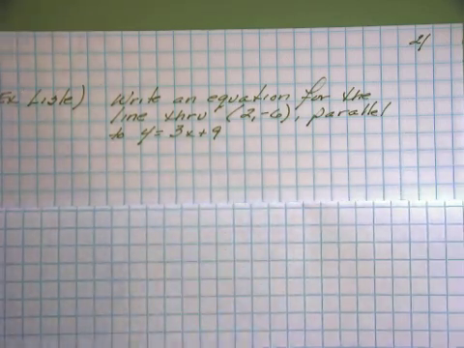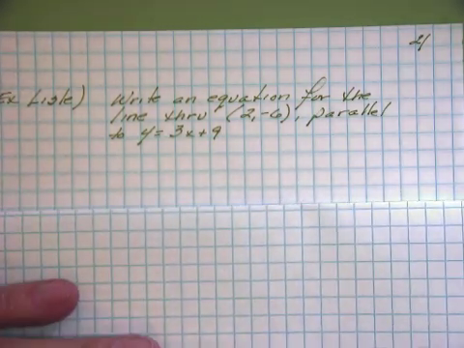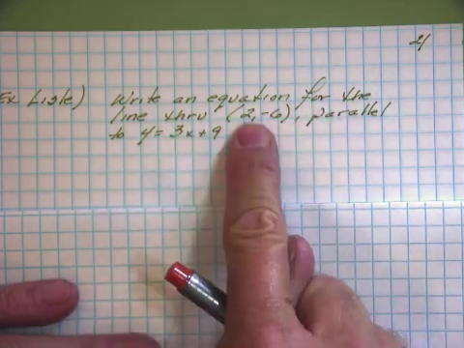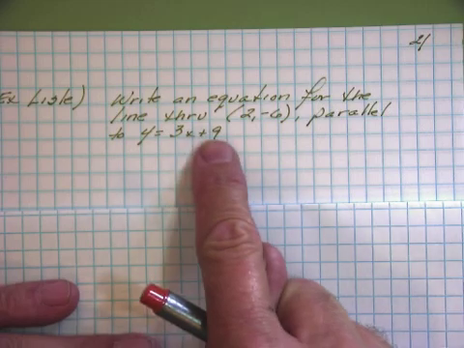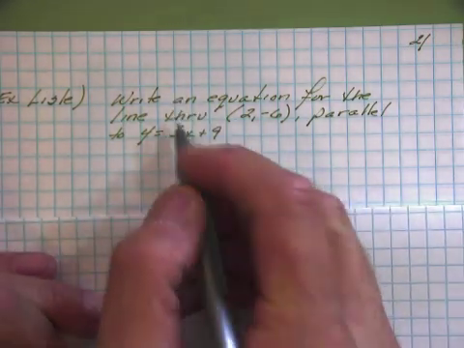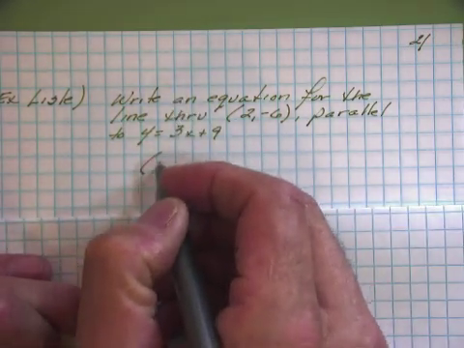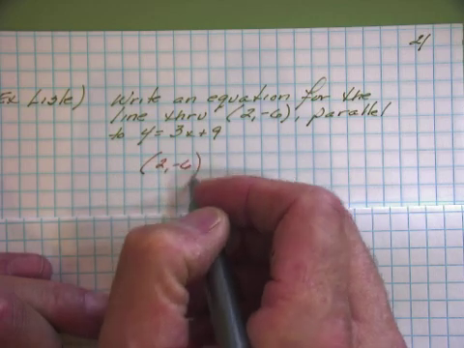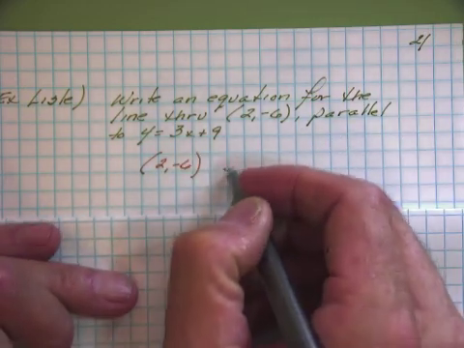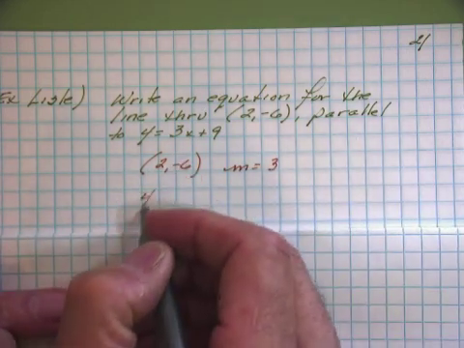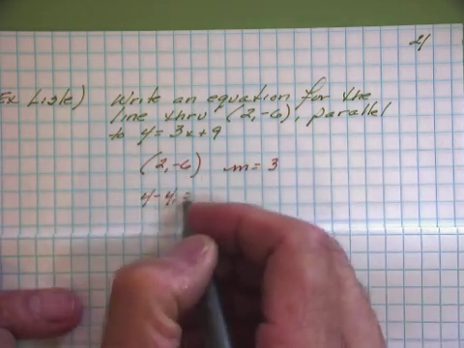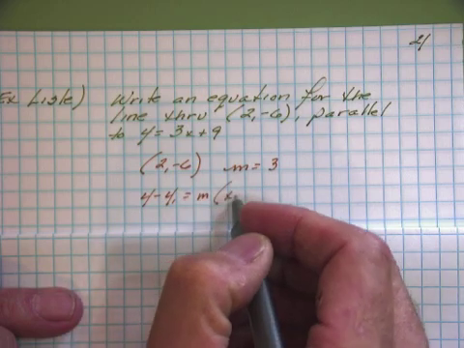Just to reinforce it, we're going to do example Liesel. Write an equation for the line through the point (2, -6), parallel to y = 3x + 9. So again, my known point is (2, -6). The line has to go through that, and it has to have a slope of 3.